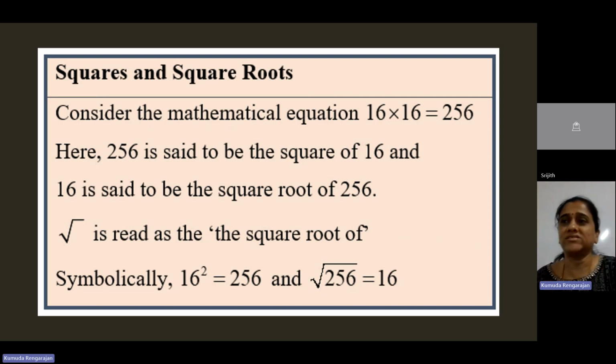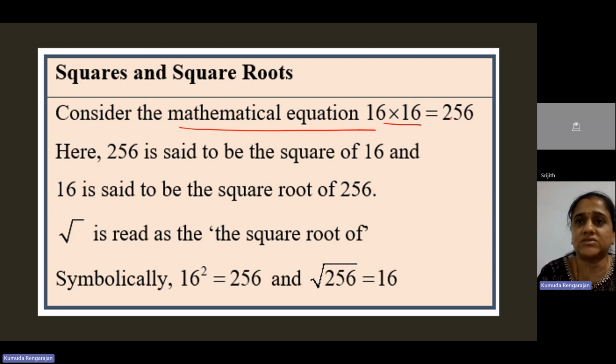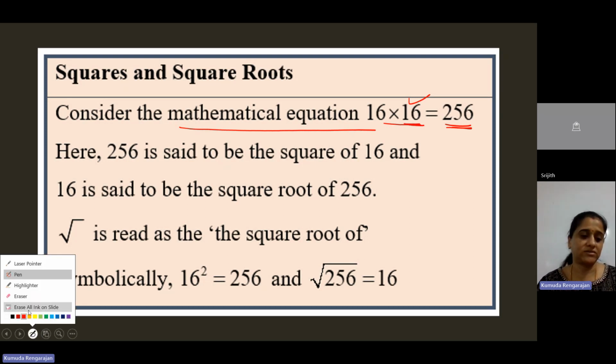So the chapter is called squares and square roots. We'll understand the meanings of the terms in the name of the chapter. For that, we'll consider this mathematical equation: 16 into 16 is equal to 256. Listen first, you don't have to write anything. 16 multiplied by 16 is equal to 256. Now here, 256 is said to be the square of 16, and 16 is said to be the square root of 256.